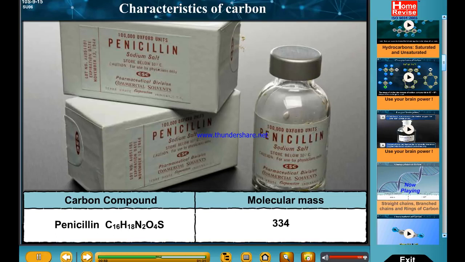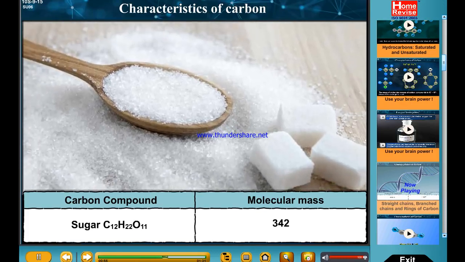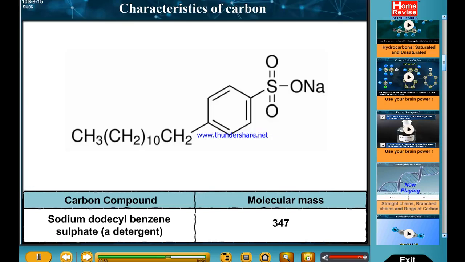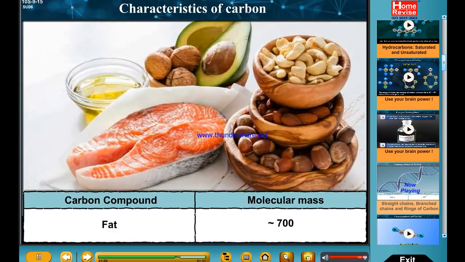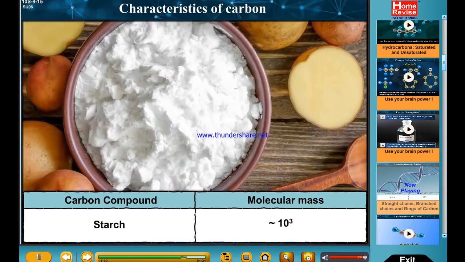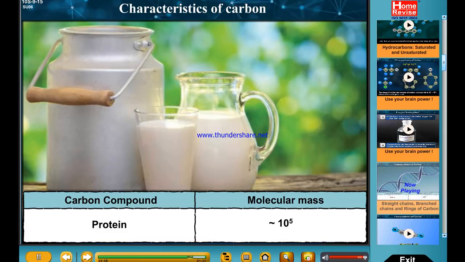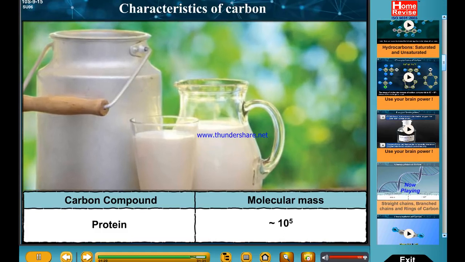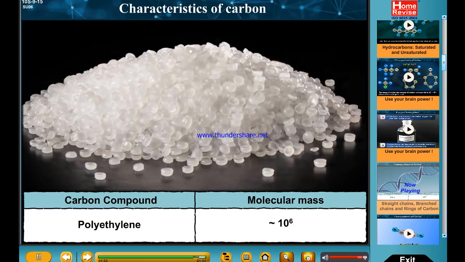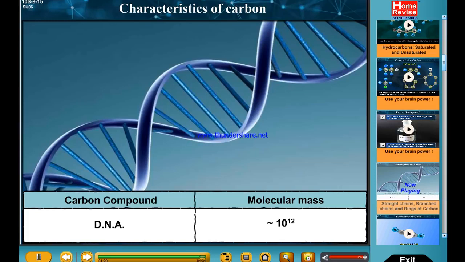Sugar, C12H22O11, 342. Sodium dodecyl benzene sulfate, a detergent, has molecular mass 347. Fat has molecular mass approximately 700. Starch, approximately 10 raised to 3. Cellulose, approximately 10 raised to 5. Protein, approximately 10 raised to 5. Polyethylene, approximately 10 raised to 6. DNA, molecular mass approximately 10 raised to 12.